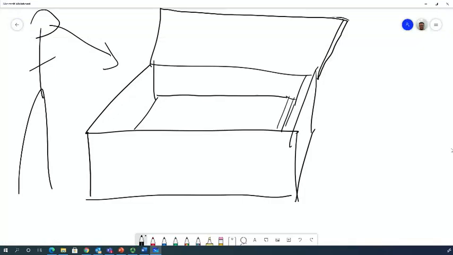Is it still there? Yeah, it's still there. Good. You're about to get into the box. What would you see inside that box? So just reflect upon that for a minute. What would you see inside the box?